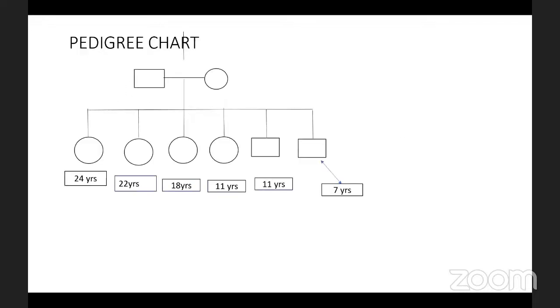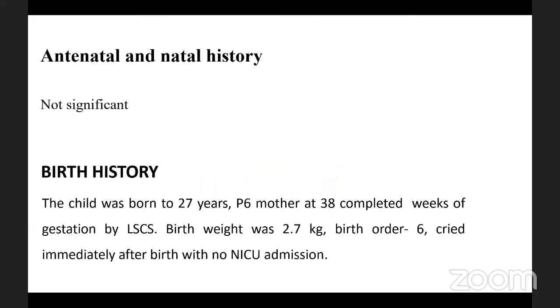The child is the sixth in birth order and has 5 siblings. The older sibling is 24 years old, and the child is 7 years old. Antenatal and natal history not significant in this case. The child was born to a 27-year-old female, para 6, at 38 completed weeks of gestation, by LSCS. Birth weight was 2.7 kg, and the child cried immediately after birth with no NICU admission.